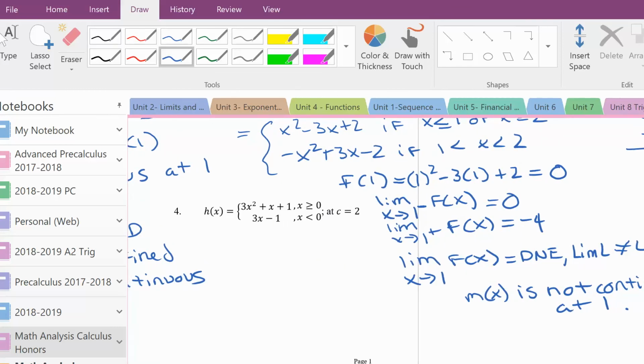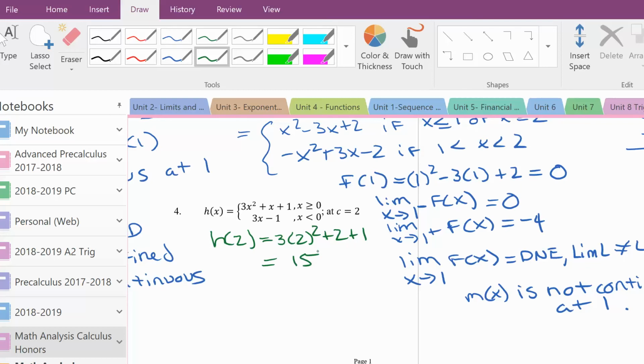And last but not least, on this one, another piecewise function. First, h of 2. If we put in 2 here, we get 3 times 2 squared plus 2 plus 1. So 4 times 3 is 12, plus 2 is 14, 15. So h of 2 is 15.